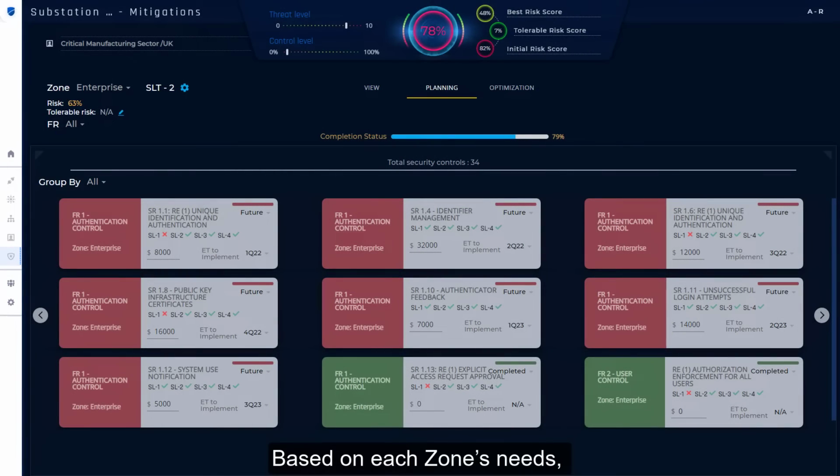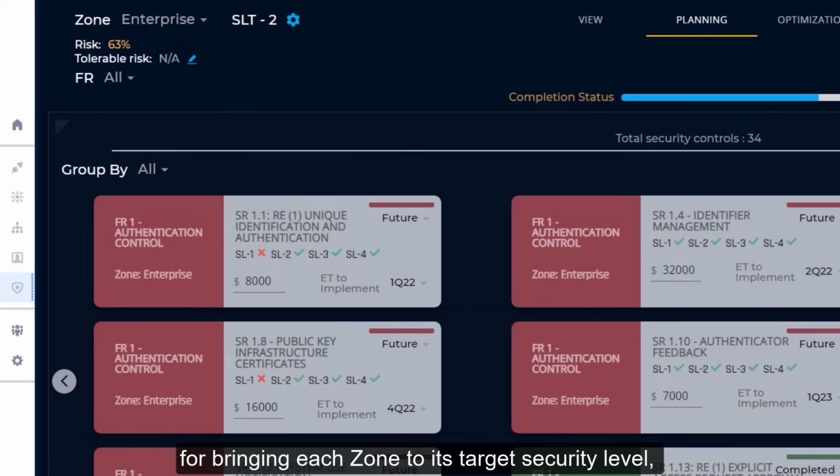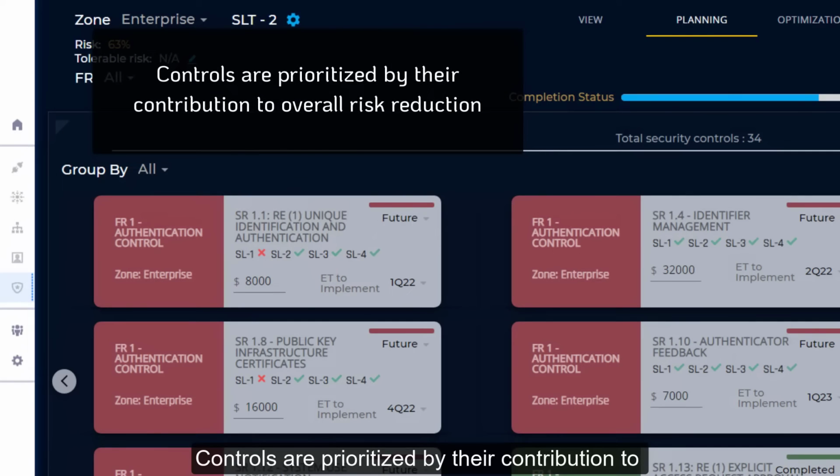Based on each zone's needs, CIARA will present the user with a comprehensive mitigation plan for bringing each zone to its target security level, accounting for operational preferences and budget. Controls are prioritized by their contribution to reducing overall network risk to assure maximum cybersecurity ROI.